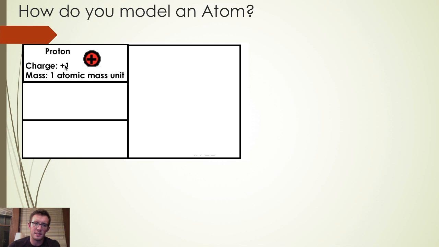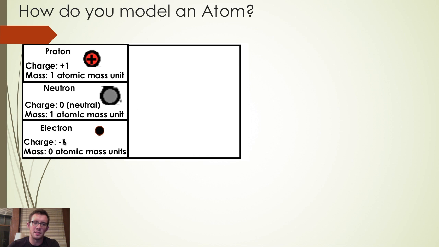We learned about protons, which are positively charged particles that have one atomic mass unit. We learned about neutrons, which are neutral, that is, they have no charge at all, but have the same mass as a proton. And then we learned about electrons, which have a negative charge and have almost no mass at all.